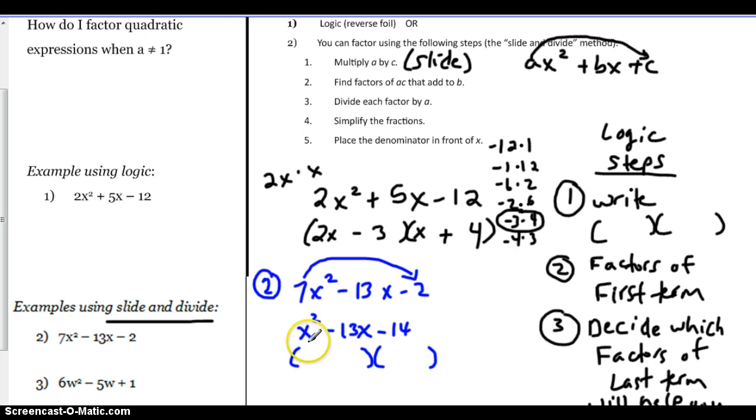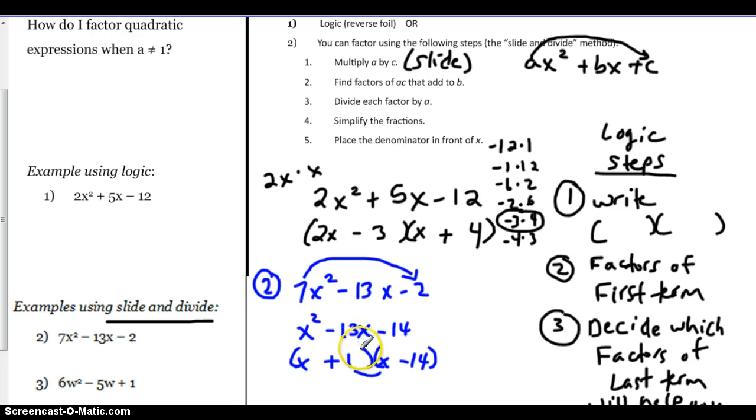Unless you like the logic, you already know what is on this side: we have x and x here. Then we just have to think about 2 factors that would multiply to negative 14 and add up to negative 13. That would be negative 14 and positive 1, because 1 times negative 14 is negative 14, and then 1x and negative 14x would add up to negative 13x.